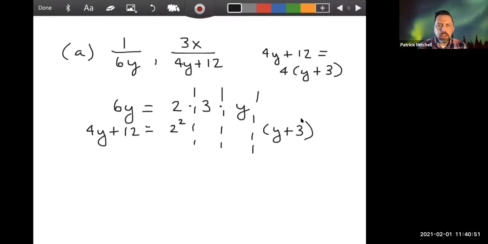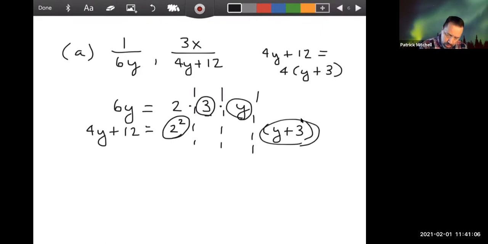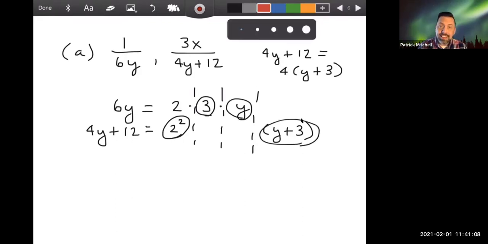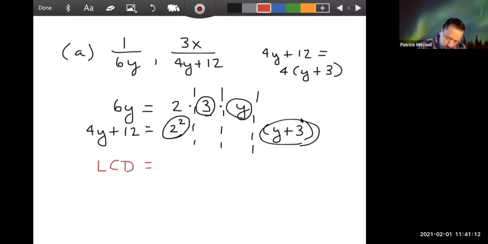And in most of them, only one person showed up. So in the 2 column, 2 to the 2nd beats 2. And then in the other columns, nobody else showed up. So we're going to include a 3, a y, and a y plus 3. So the LCD for this list of expressions would be 2 to the second times 3 times y plus 3.